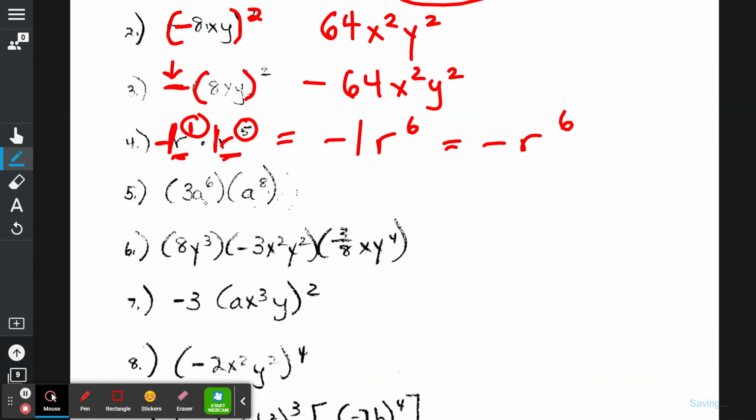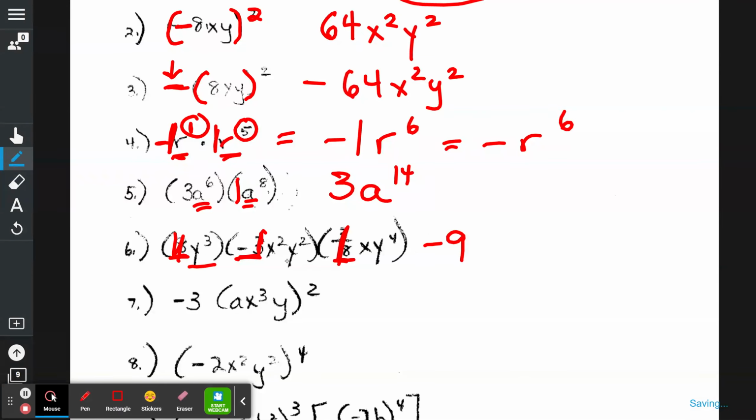Okay, for the next one, again, this is the same base. Technically, that's a 1. So 3 times 1 is 3. And it would be a to the 14th. Now for this next one, numbers multiply numbers. So 8 times 3/8 is 3, times -3 is -9.